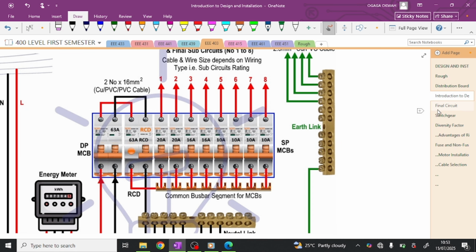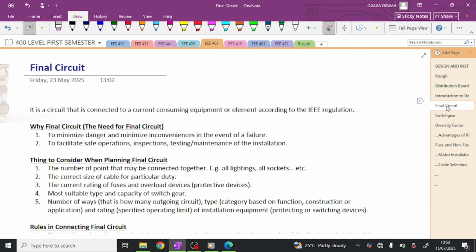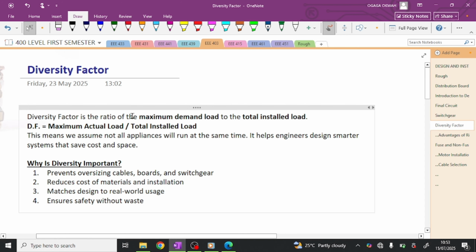Of course, if you have a lot of money, you can just go for the proper rating. For companies or industries, they have to use the actual size of the cable, because sometimes they may have so many things running in an industrial setting compared to a domestic setting. So why diversity factor? To prevent oversizing cables, boards and switch gears.